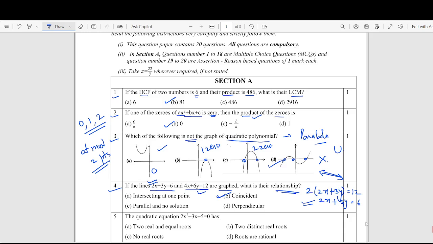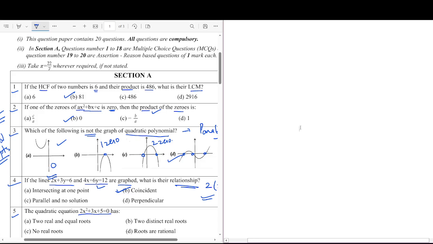Question number 5. The quadratic equation 2x square plus 3x plus 5 equals 0 has, now they have given types of roots, the nature of the roots they want us to find out, right? So we know that to find the nature of the roots of any quadratic equation, we have to find the value of the discriminant, and it is denoted by D, and the formula is b square minus 4ac.